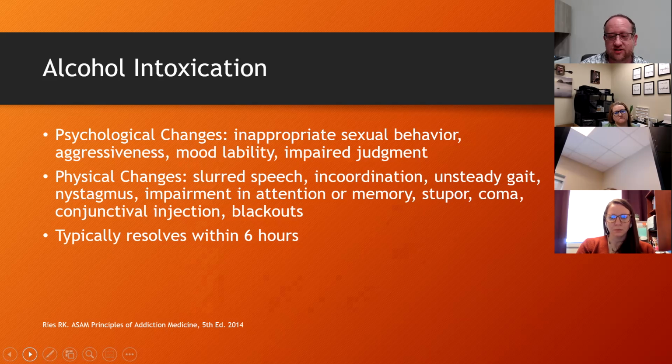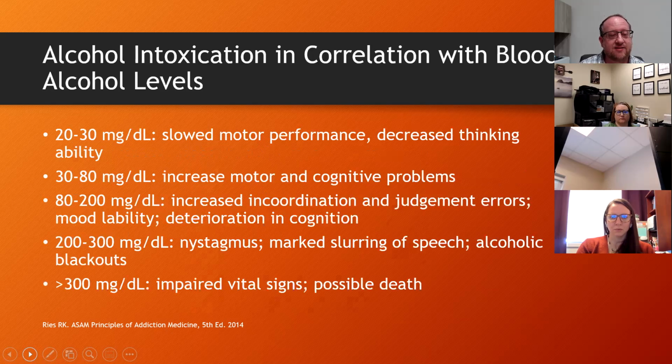Alcohol intoxication is going to vary based on the amount of alcohol you drink, but most people's intoxication will resolve in around 6 hours. Alcohol, as we talked about a few weeks ago, has this kind of zero order kinetic elimination. So the more you have in your body, the longer it takes to eliminate it. So people who have consumed higher amounts of alcohol are likely to have a longer intoxication period than those who have consumed less. Next slide, please.